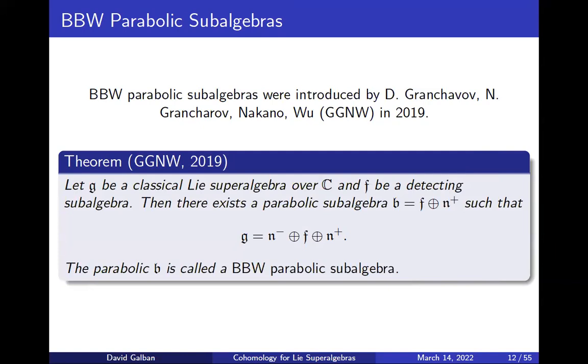And essentially what's happening here is just as in the ordinary case, we have a triangular decomposition into the torus, positive roots and negative root spaces. So too, we have a direct sum decomposition into the detecting subalgebra F and essentially analogs to positive and negative weights. And what they did in GNW was essentially compute the cohomology groups for the trivial module. And that's essentially the etymology of the BBW term.